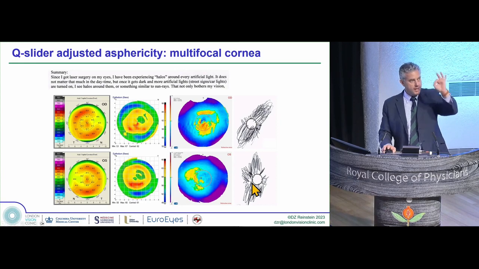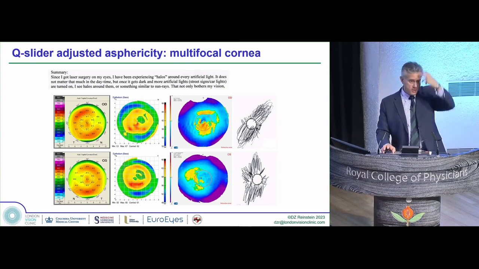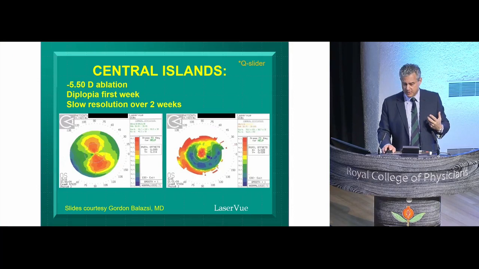This is what he draws around the white circle at the end of the room with his best spectacle correction in place. Here's another case that was sent to me by Gordon Belazzi, who had a Wavelight, and he did exactly the same thing, -550, set the Q slider to -0.6. This is what the topography looks like at 2 weeks.